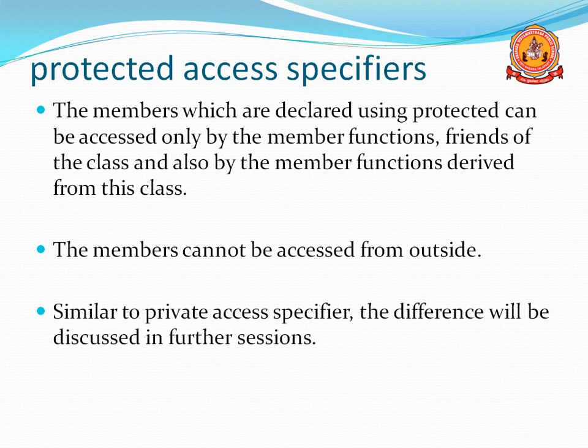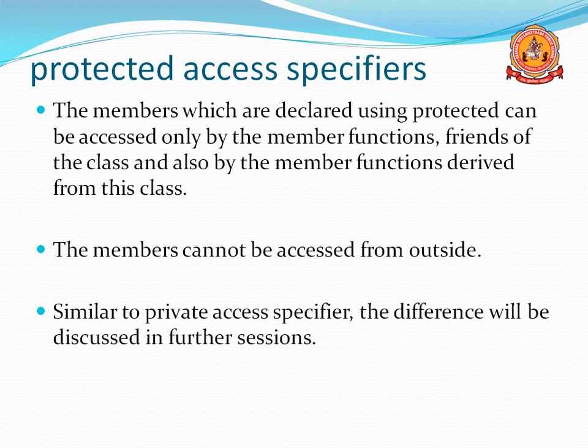But one more feature is there: a protected member of a class can also be accessed by the member functions derived from this class. From this class we can derive member functions, so that member function can access the protected data. Remember, the members cannot be accessed from outside. Outside functions cannot access the protected members. It is similar to the private access specifier.